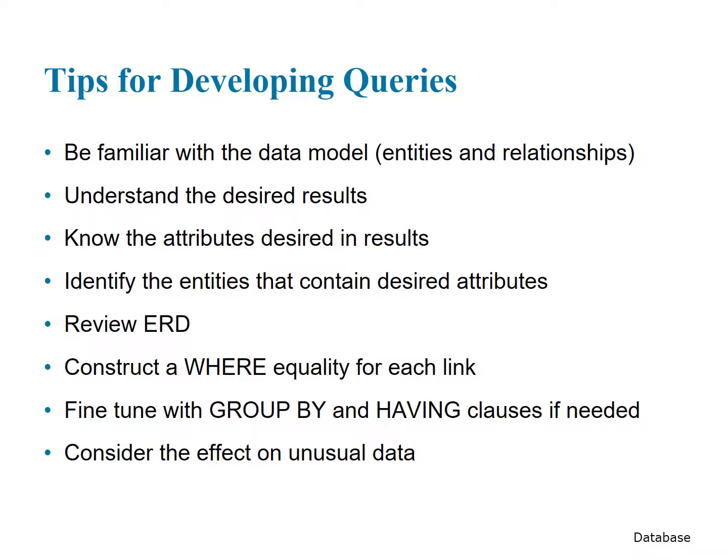Tips for developing queries. Be familiar with the data model, entities, and relationships. Understand the desired result. Know the attributes desired in the result. Identify the entities that contain the desired attributes. Review the entity relationship diagram. Construct a where equality for each link. Fine-tune with group by and having clauses if needed. Consider the effect on unusual data. It is important to test your query against a set of test data that includes unusual data, missing data, impossible data or values, etc.